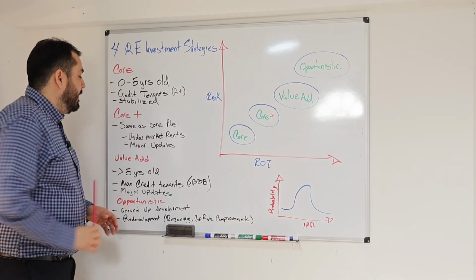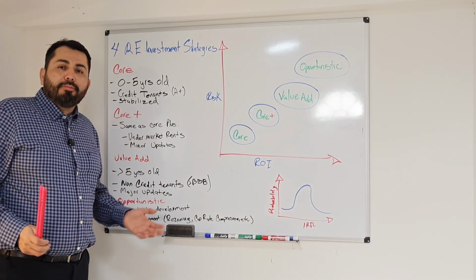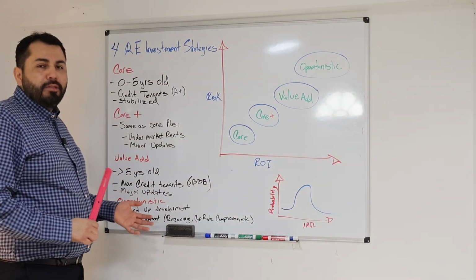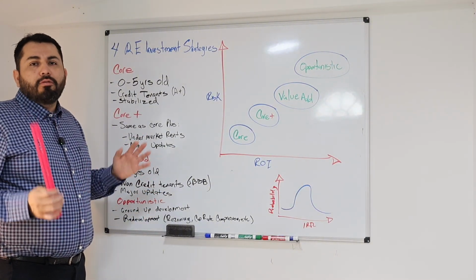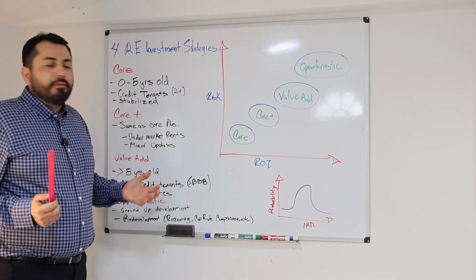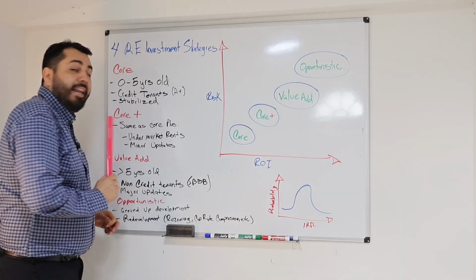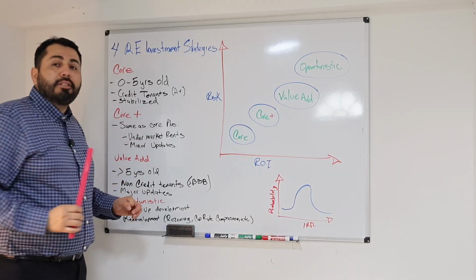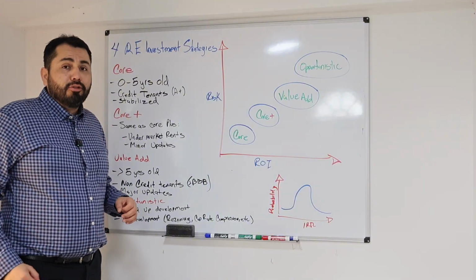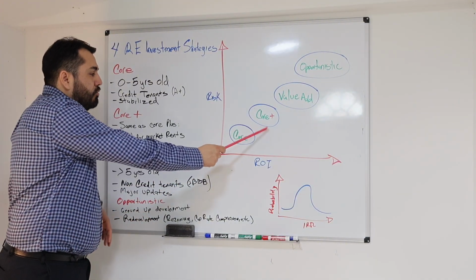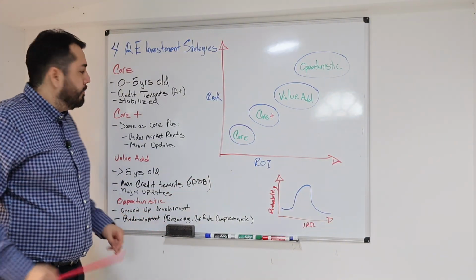So also here we may have some minor updates, like some fresh paint here and there, or maybe a broken window or something, but not a big deal. The most where we can add value here is by increasing the rents, okay? And we have a little bit more of return on investment, maybe 2 points over the core strategy.